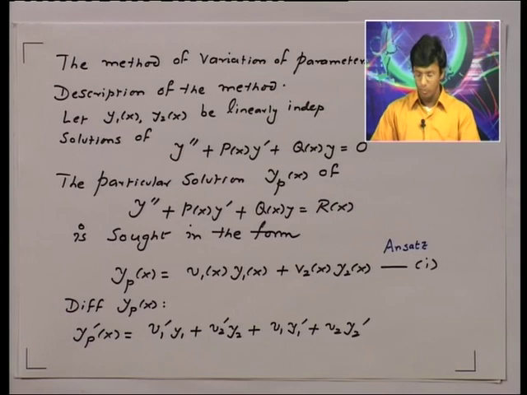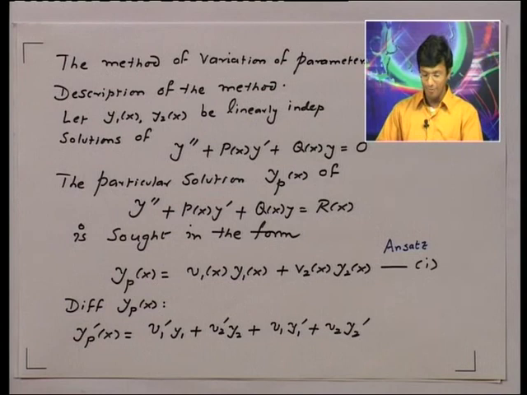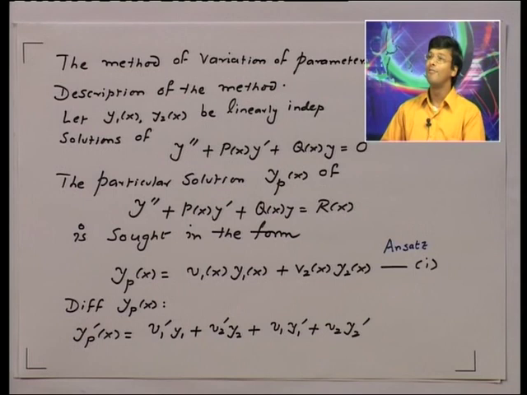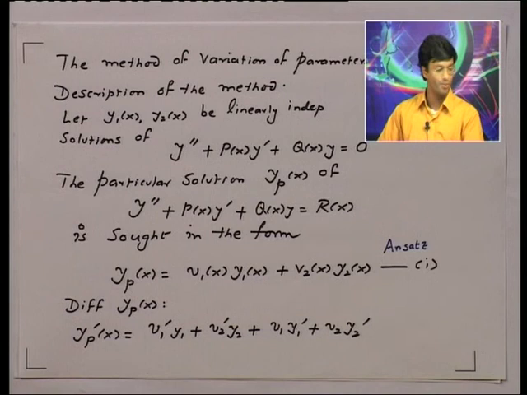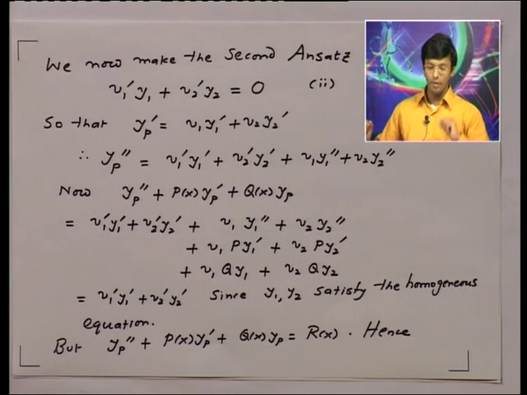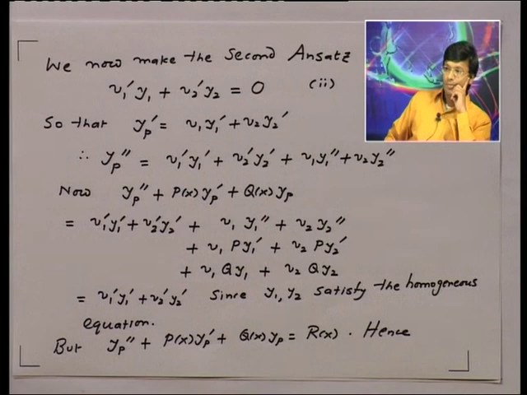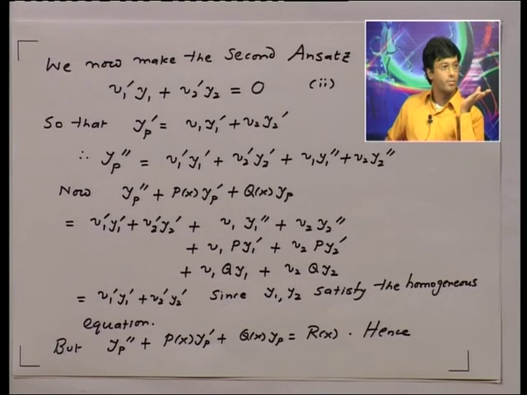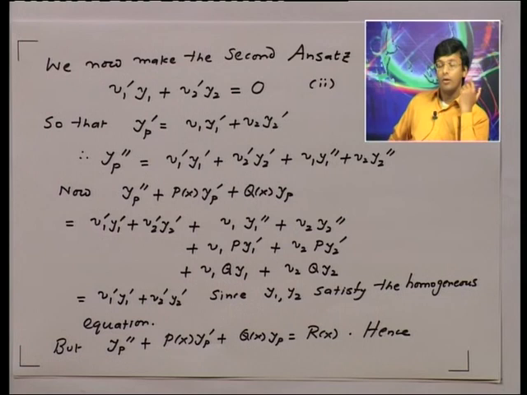You differentiate it, you get 4 terms, correct? v1 prime y1 plus v2 prime y2 plus v1 y1 prime plus v2 y2 prime. What do you do now? Do you recall? You set the sum of the first two terms equal to 0, correct? All right. So, now we make the second ansatz: v1 prime y1 plus v2 prime y2 equal to 0, correct? Do you recall this? Now, that means that yp prime will be, out of the 4 terms, the sum of 2 terms are gone. So, now 2 terms are left, and those 2 terms are displayed here.